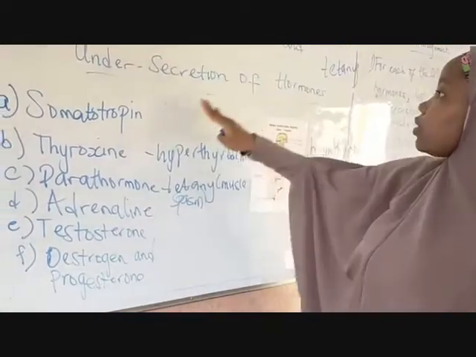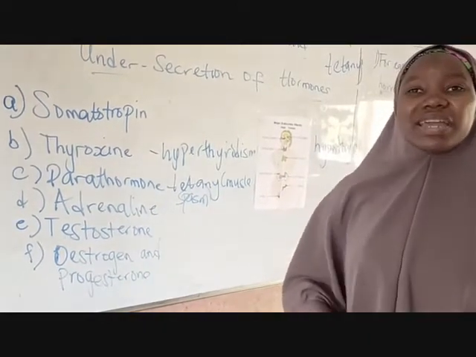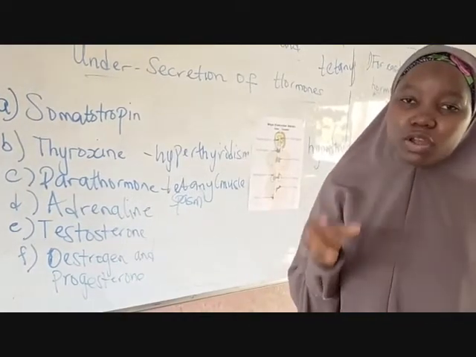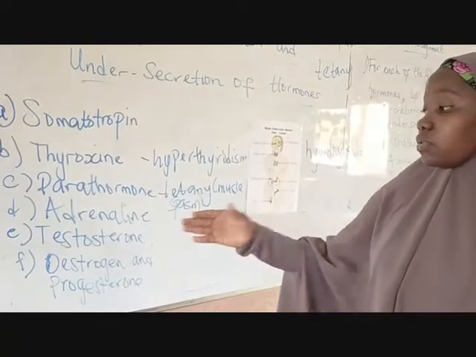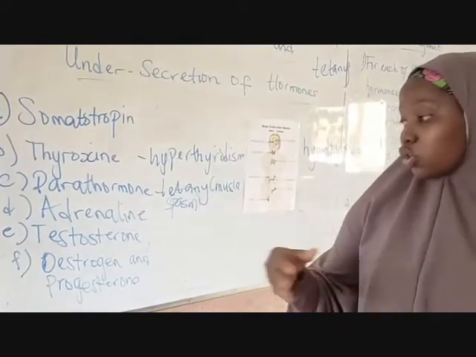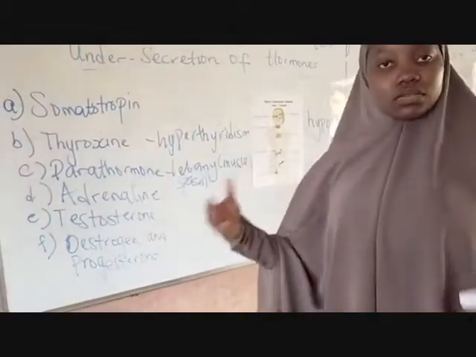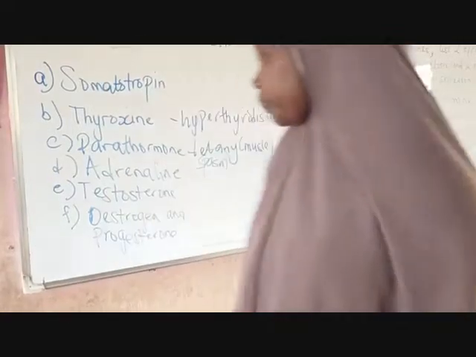And under secretion of this hormone just results in the opposite. The person is very weak. The person responds to danger slowly. The rate at which the person responds to the environment is very slow, and there is low blood pressure, and so on and so forth. Next, we have testosterone.